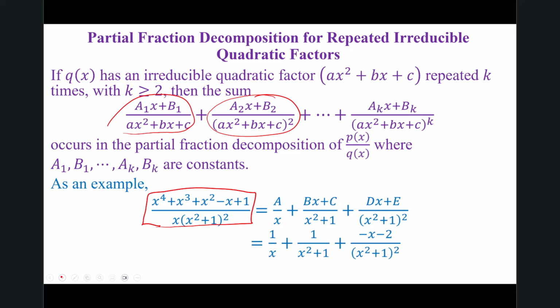And then I would follow the same procedures we've done before, and this is the answer that we'd get. 1 over x plus 1 over x squared plus 1 plus negative x minus 2 over x squared plus 1 squared.